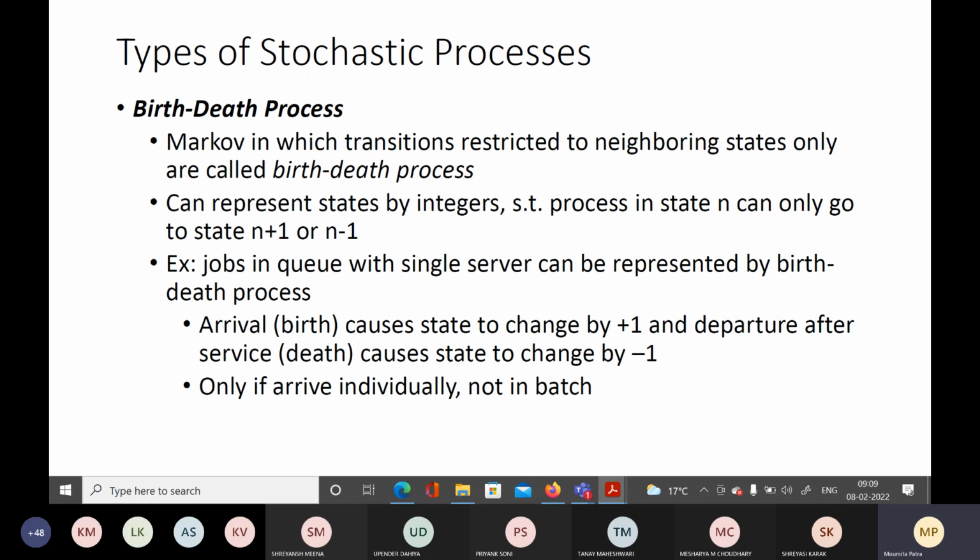It will be difficult to first go to a particular state, because you are transitioning only to neighboring states. That means only with one arrival will you go to a neighboring state. So this is a condition that you have in a birth-death process: you are not having any batch arrivals, you are having only individual arrivals. Okay, so this is about birth-death processes.